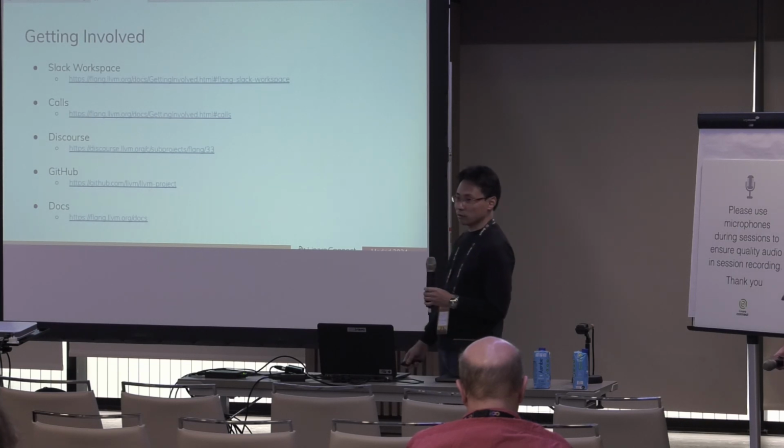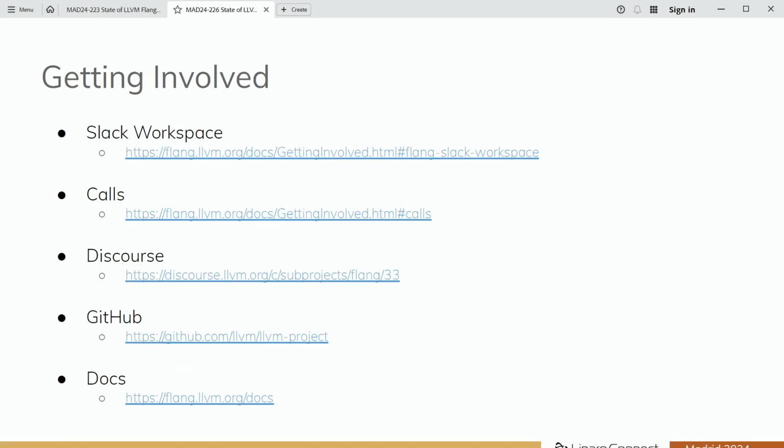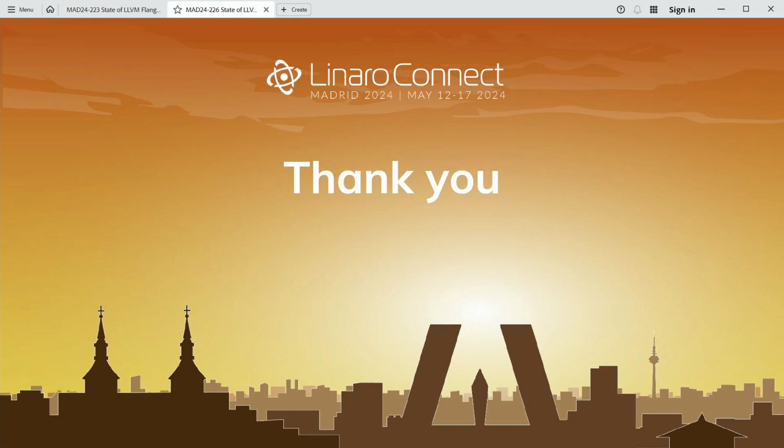As with any other open source project, patches are welcome. So if you're willing to get involved and contribute, we have a Slack channel, we have bi-weekly tech calls, we have the discourse board, like any other LLVM project, and all the code is hosted on GitHub inside the LLVM project. So if you download the LLVM repo, you get Flang as well. And the documentation for Flang is also on the LLVM website. And that's all that we had. So any questions?